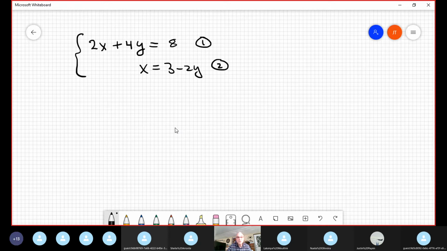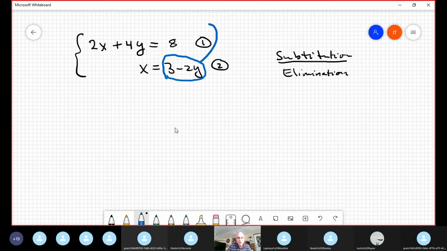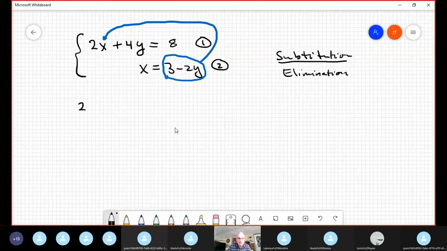Weird. What do you think is the best way for solving this? Substitution or elimination? I think it's substitution. Exactly. What is the reason? The reason is that x is isolated. It's isolated, waiting for substitution. It's obvious. This is typical. Plug it in here, in the other equation, in the place of x. No x anymore. It's 2 parentheses, 3 minus 2y, plus 4y equals 8.